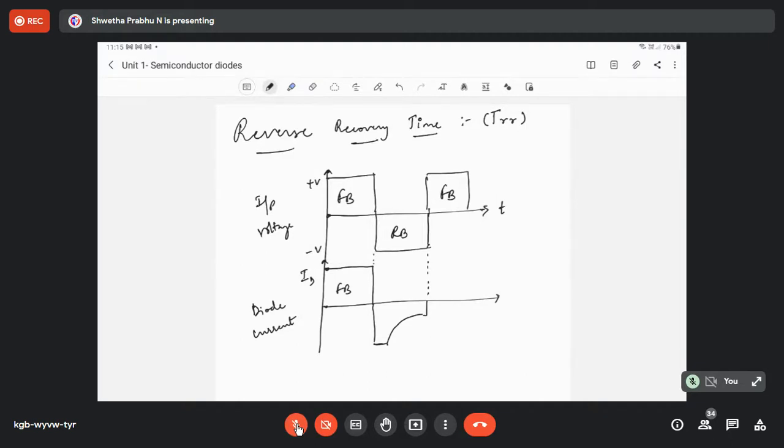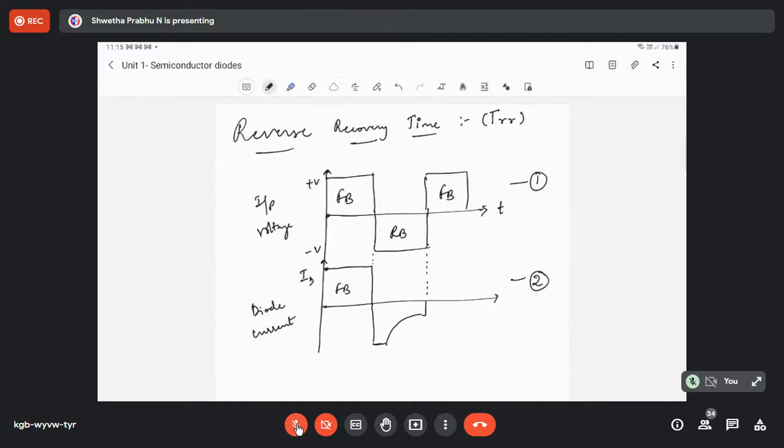So when a forward bias diode is... here you have two figures. The first figure represents the input voltage. The second figure represents, with respect to the input voltage, how you get the diode characteristics. This is one of the characteristics of a diode. When the diode is forward biased, majority charge carriers flow through the circuit and current remains at the maximum.